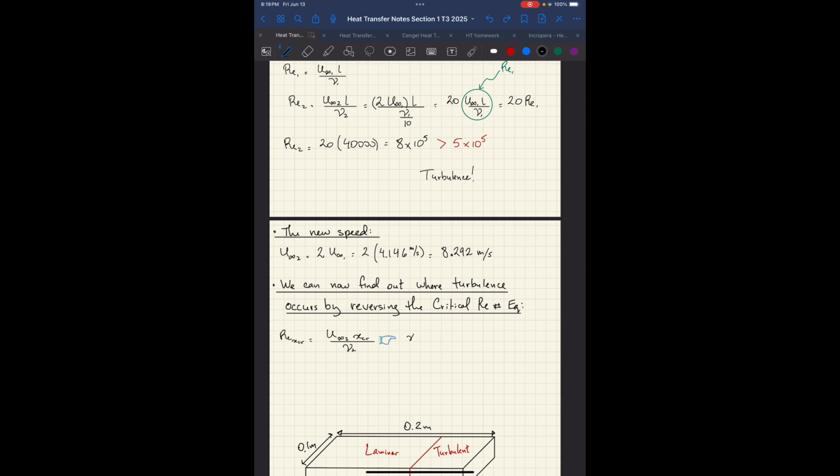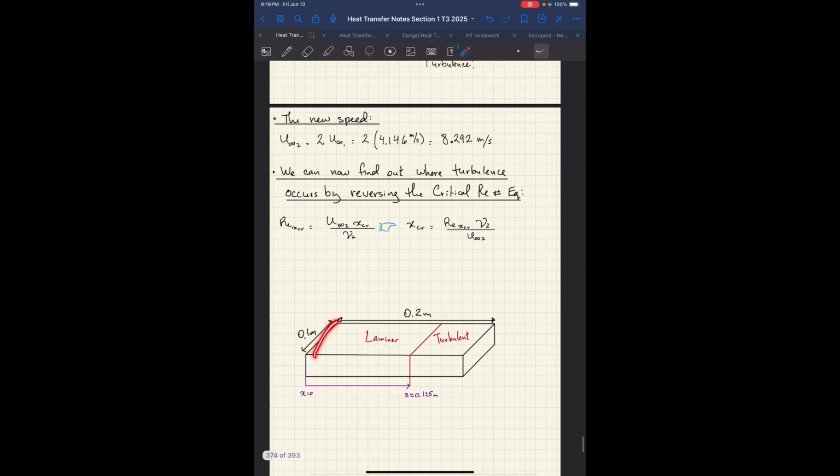So basically, let's solve for it. So we get here Reynolds number times nu over U infinity. Like so. Okay, so if I plug in Reynolds number 5 times 10 to the 5, I'm basically calculating at what distance the Reynolds number becomes 5 times 10 to the 5. Is it happening right at the beginning? Is it happening somewhere in the middle? Over here at the very end? Right? That's basically what we're trying to find out.